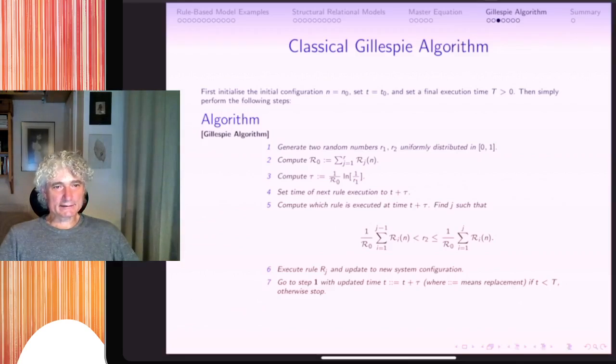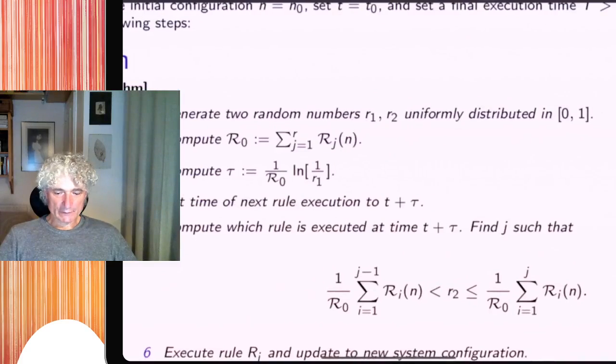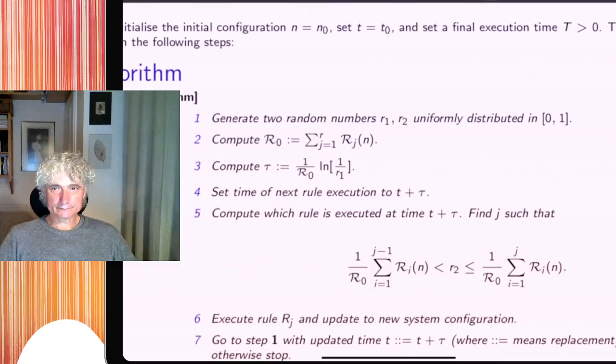And now we create a stochastic algorithm which creates the stochastic process that is defined by collision events. So how does that work? Well, we have first to set the initial condition. So we start with an initial configuration n_0. We start at time t_0, say, and we fix a certain final execution time, capital T. And then the algorithm consists of these 7 steps. So now I make it a little bit bigger so that you can see it better.